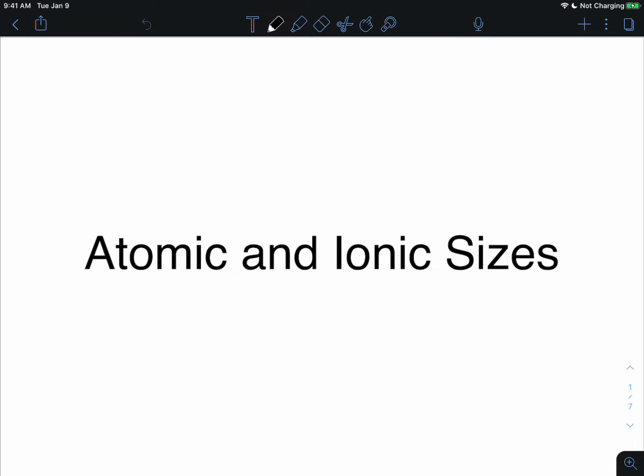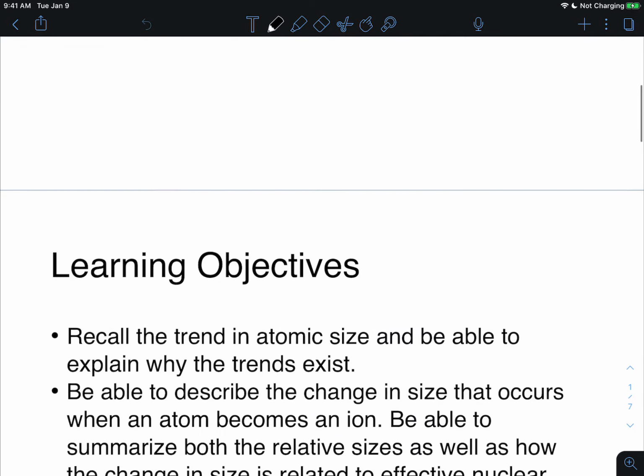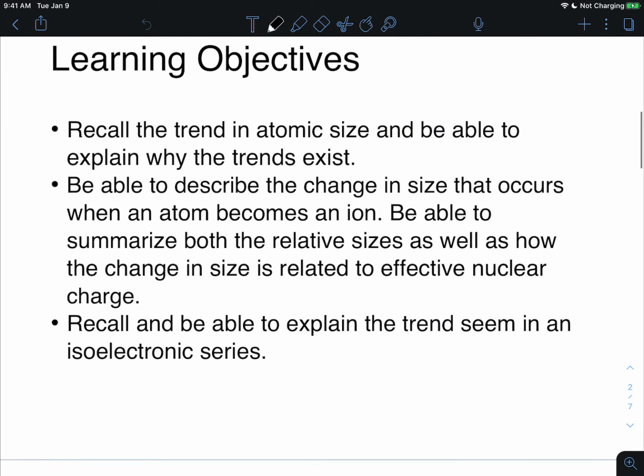Hey guys. The next trend I want to talk about is atomic and ionic sizes, and I'm going to relate this back to our effective nuclear charge. So we want to look at our trends in atomic size and explain why the trend exists, and then describe the changes that occur when an atom becomes an ion and how the relative sizes can be summarized, and then explain the trend within an isoelectronic series.